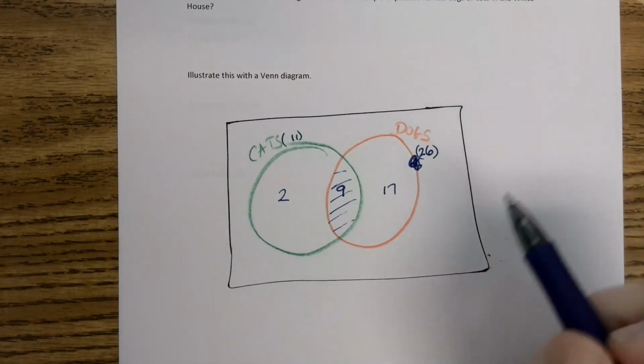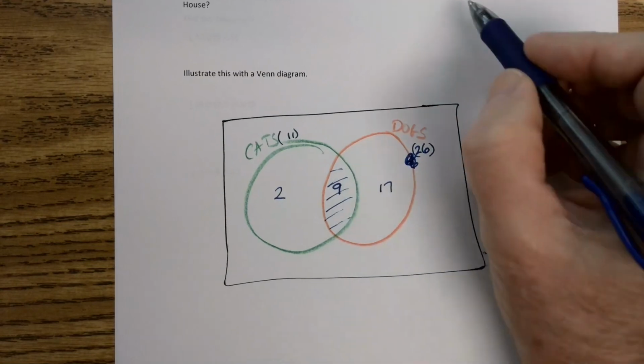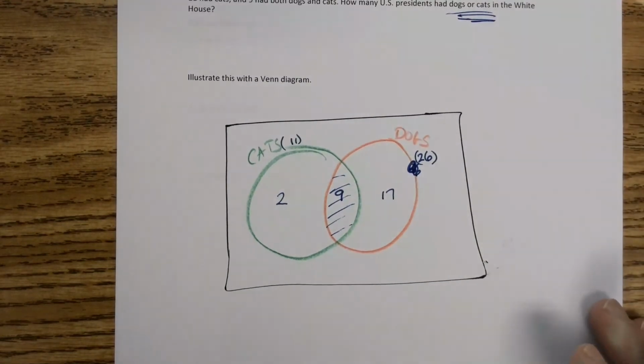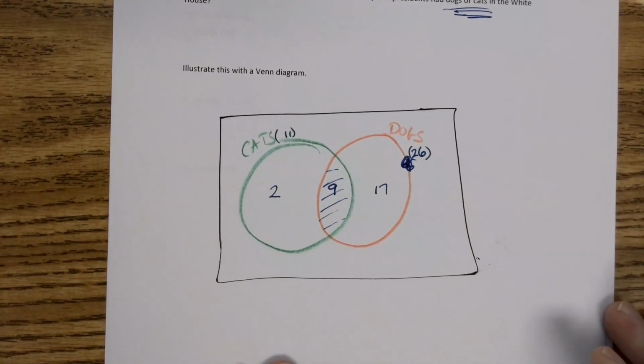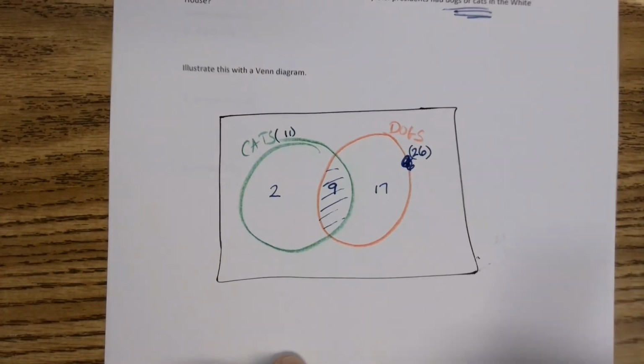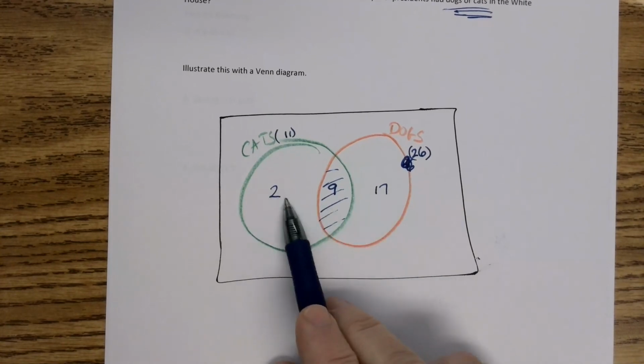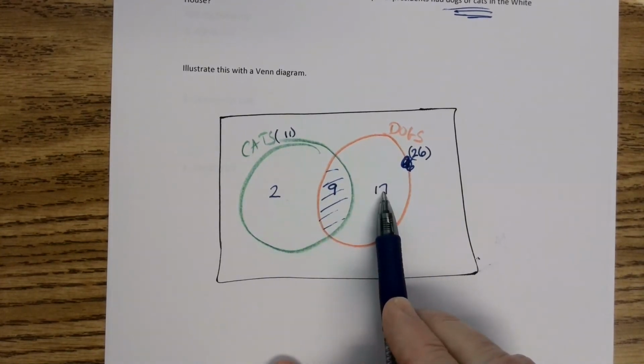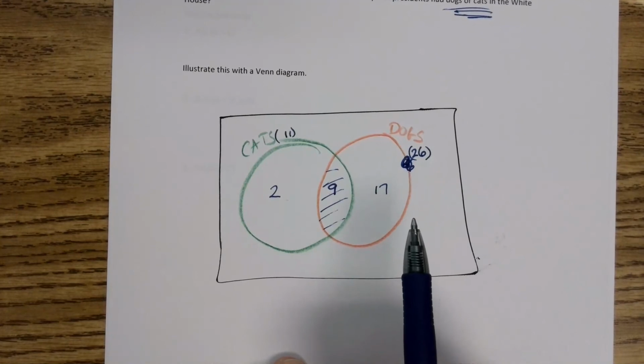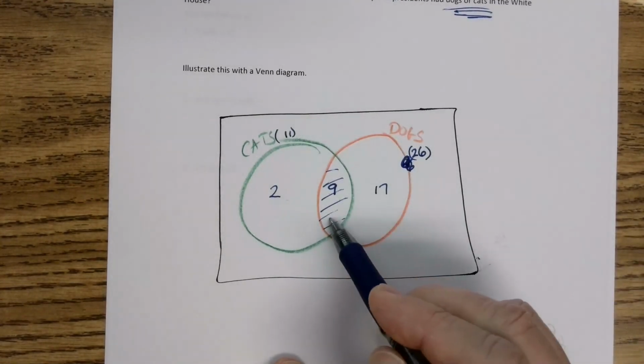All right, ready? So how many presidents had cats or dogs? I don't like that question. I can't stand the word "or," because it confuses me. "Or" could be this or that, or it could be both. Yeah. So it's all these numbers added together: the 2, the 9, and the 17. No, it wouldn't. Yes, it would, because the 9 is both. But that's an "or" as well.